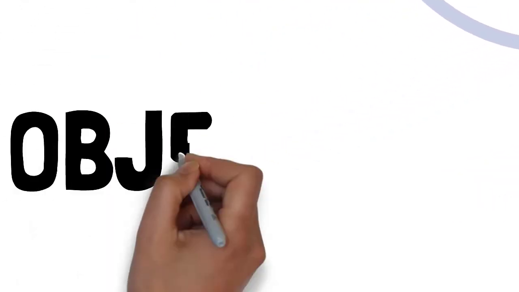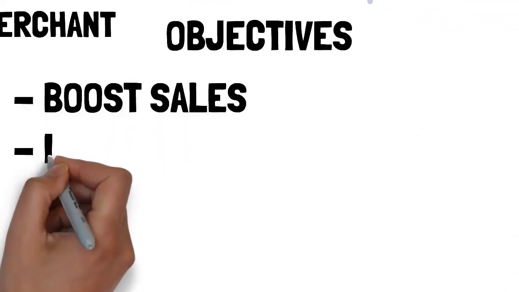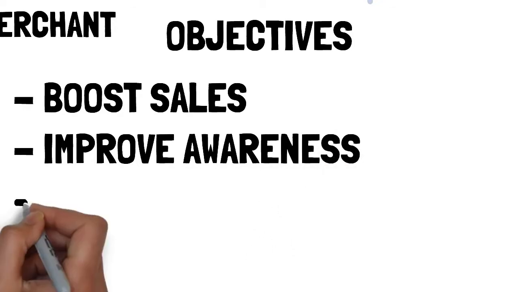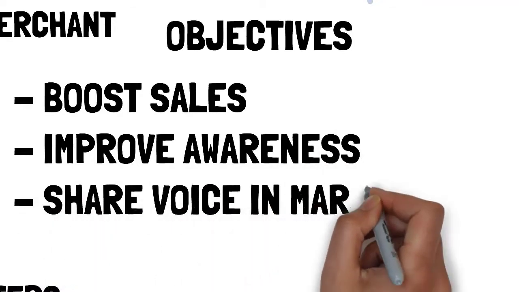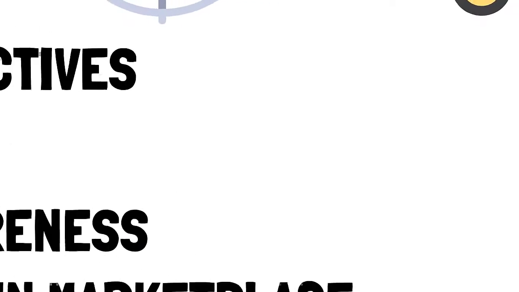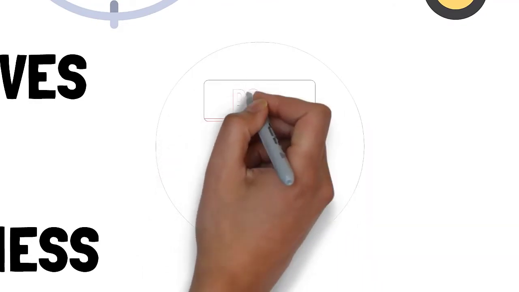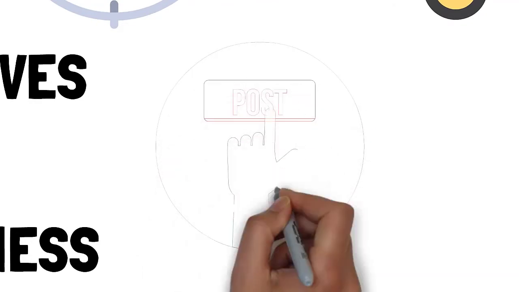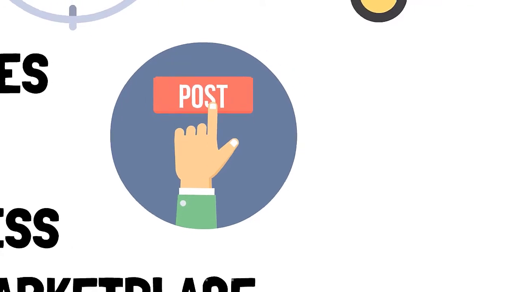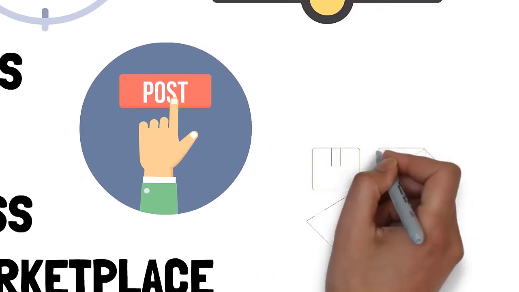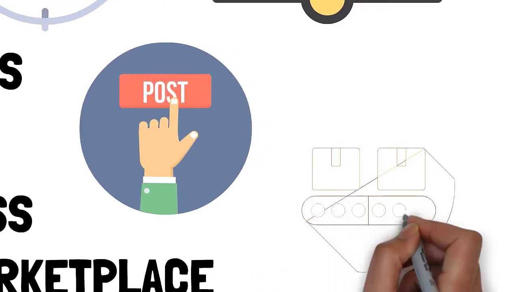What are the main objectives of online advertising? Generally, it aims to boost sales, improve awareness of the brand, and raise or share voice in the marketplace. Based on the theory of demand and supply, online advertising has the goal of stimulating a customer's need or demand and satisfying that need with the supply.